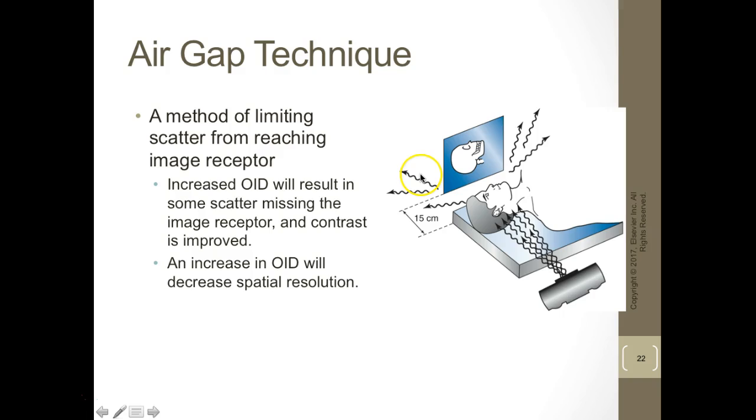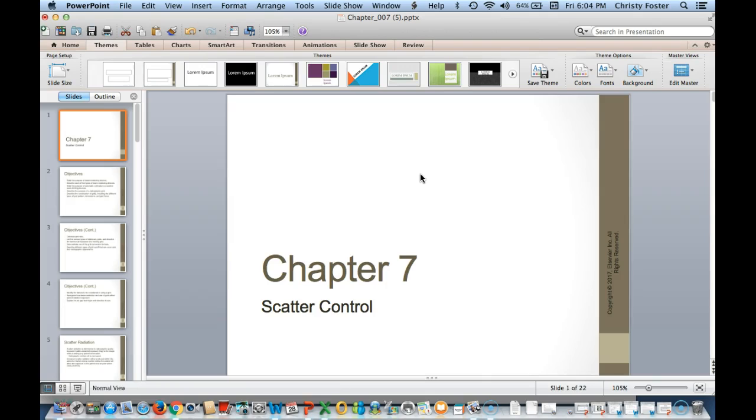So if you don't have a grid and your image has a lot of scatter on it, go ahead and use the air gap technique, and it's equivalent to using a grid. But you also have the downfall of magnification, distortion, you lose your detail. You've got all kinds of issues that come with that. But if you need to clean it up real quick, that's the best way to do it.